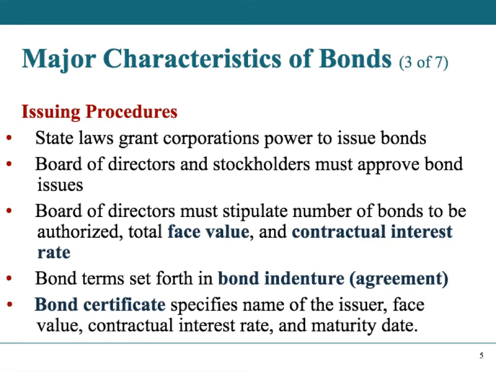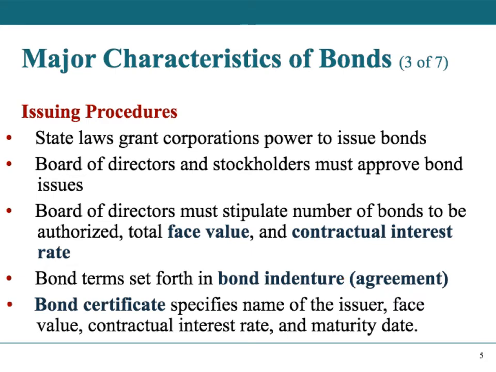Okay, how about issuing procedures? State laws grant corporations power to issue bonds. The board of directors and stockholders must approve a bond issue because it's extra borrowing, right? The board of directors must stipulate the number of bonds to be authorized, total face value principal, and contractual interest rate. So basically, what kind of interest rate are we willing to pay to our bondholders? Bond terms are set forth in the bond indenture, and an indenture is an agreement. So basically, a bond indenture is a bond contract.